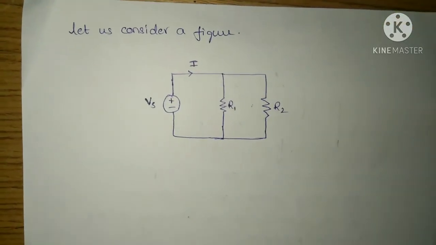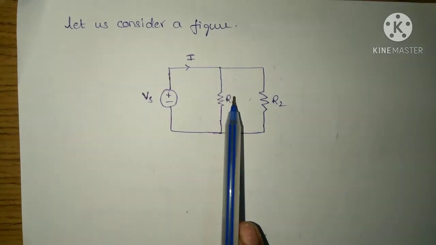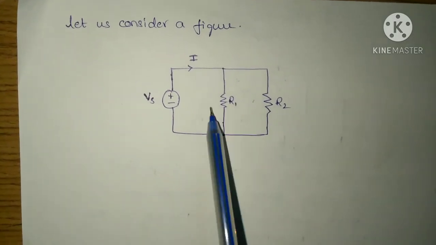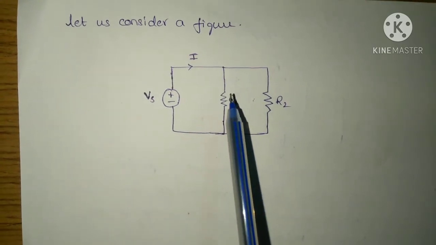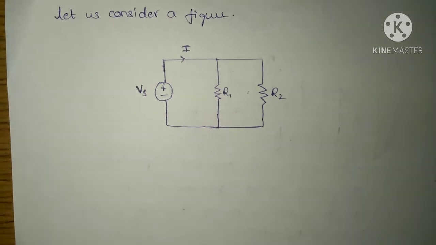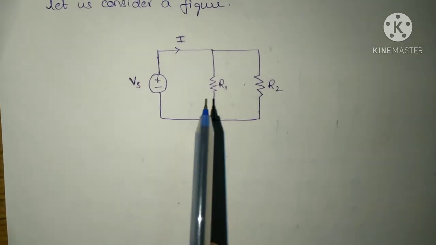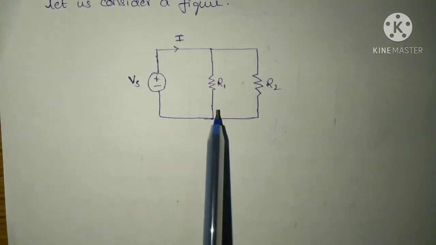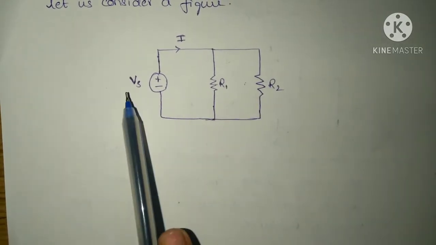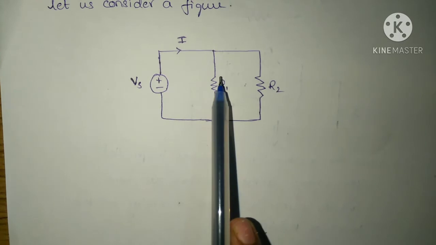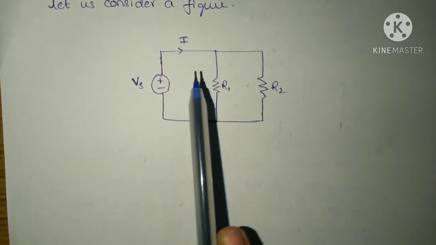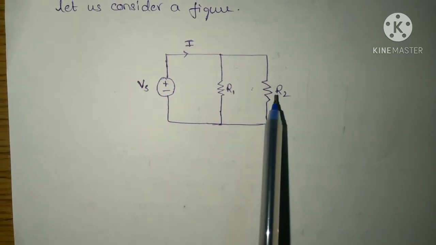Today we are going to see what the branch current is flowing through the resistors when two resistors are connected in parallel to the voltage source. We already saw that when resistors are connected in parallel, the current is divided and the voltage is the same: the voltage drop across R1 is the same as the voltage drop across R2.